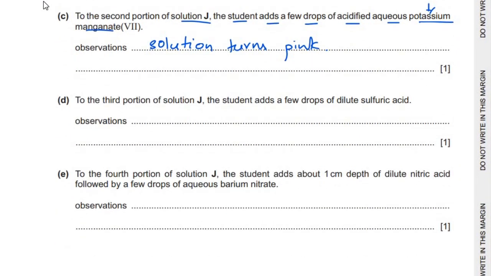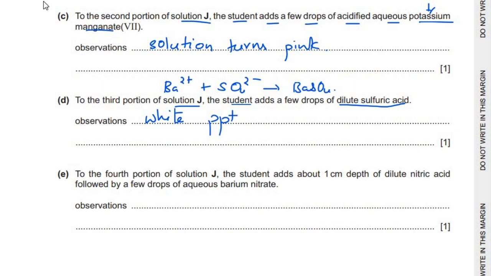The D question is, to the third portion of solution J, the student adds a few drops of dilute sulfuric acid. Now what happens is that Ba2+ present is going to react with the sulfate of the sulfuric acid to form barium sulfate, which is white precipitate. So the observation is white precipitate.